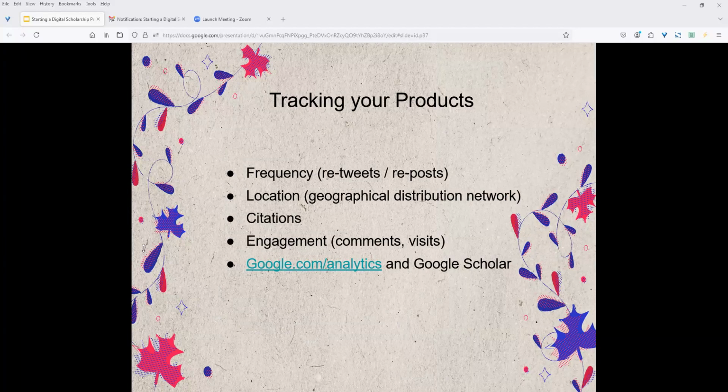So tracking your products, you want to look at your frequency. So if you're tweeting or reposting on social media, keep track of that stuff. Who's looking at this stuff? Where are they? The geographical distribution network is quite useful. What is the number of citations where your project is being cited? Online engagements of various things, comments and visits on websites, for example, that could be something as well. There's always Google Analytics and Google Scholar. So if you're the primary author of something, you can look at Google Scholar and see with bibliometrics who's citing, how often you've been cited, that sort of thing. So there are different ways that you can track your products.